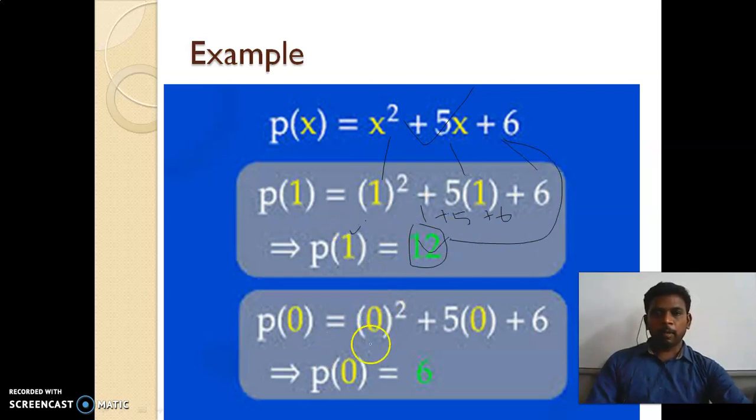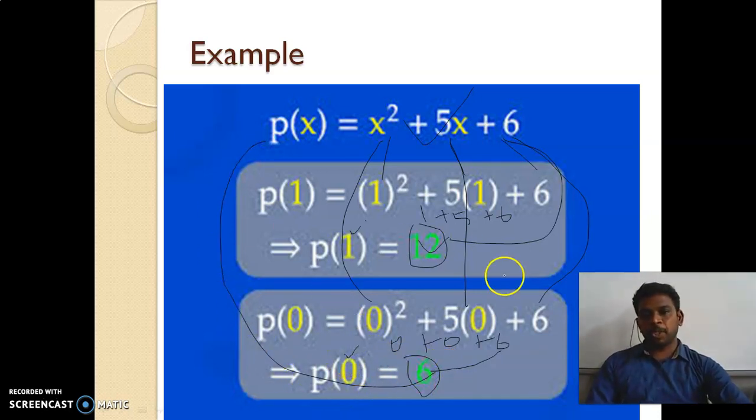Next, we are going to find the value of the polynomial by putting x equal to 0. Instead of x, put 0 here. So 0 square plus 5 into 0 plus 6. Now 0 square is nothing but 0 only. Then 5 into 0 is also 0, plus the last term 6. So 0 plus 0 is 0, and the final value is 6. So 6 is also the value of the polynomial at x equal to 0. If you substitute different values for x, we will get different values of a polynomial.